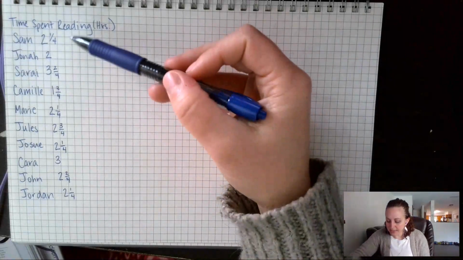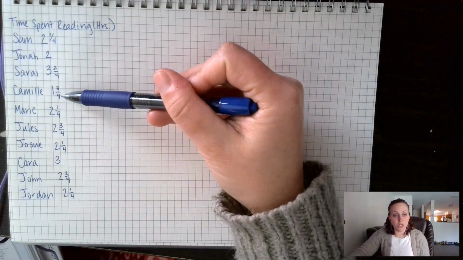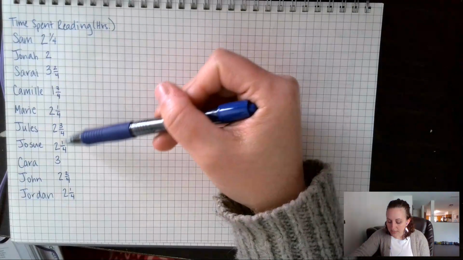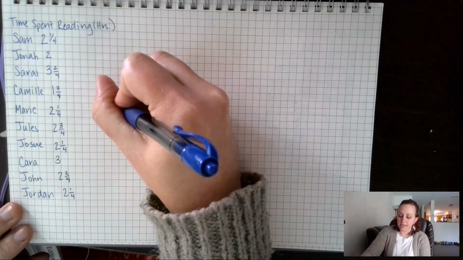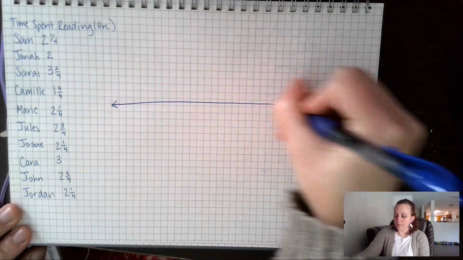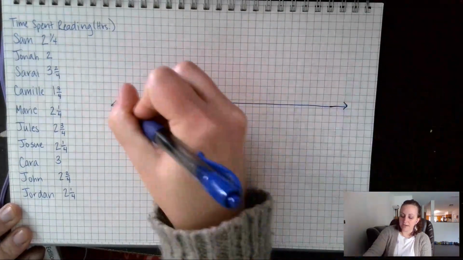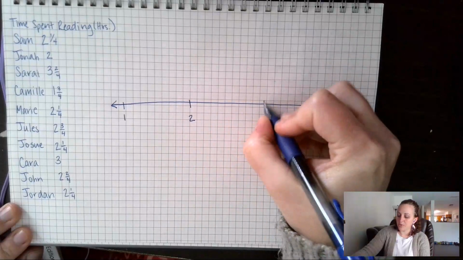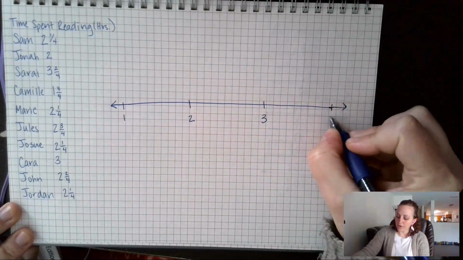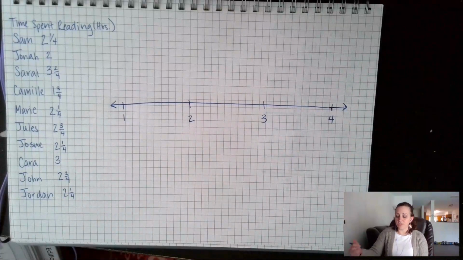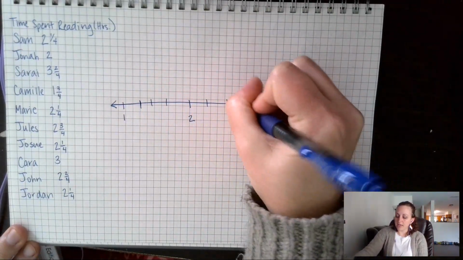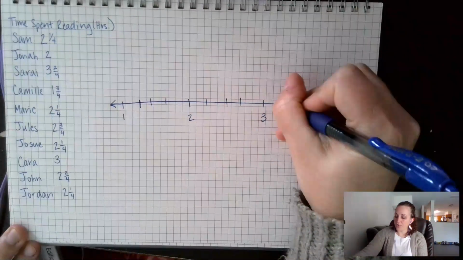So when I'm looking at this, it looks like the smallest is 1 3/4, and then the biggest looks like it is 3 2/4. So I am actually going to start my line plot at 1 and go up to 4. Just that way, I like to deal with whole numbers mainly. So 1, 2, 3, 4, and then my denominator for all my fractions is 4. So I have to have the 4 spaces in between each of my whole numbers.